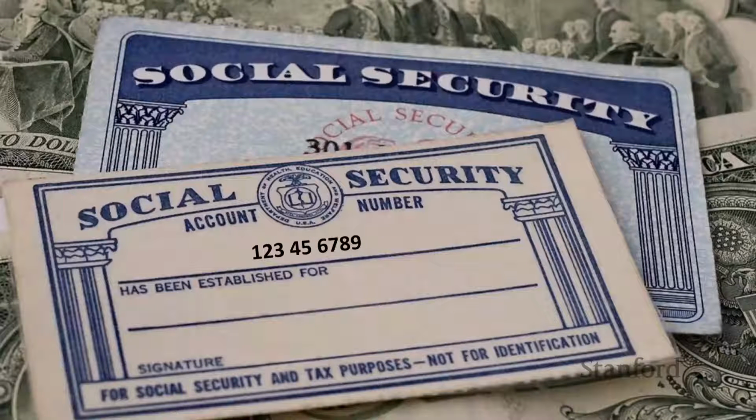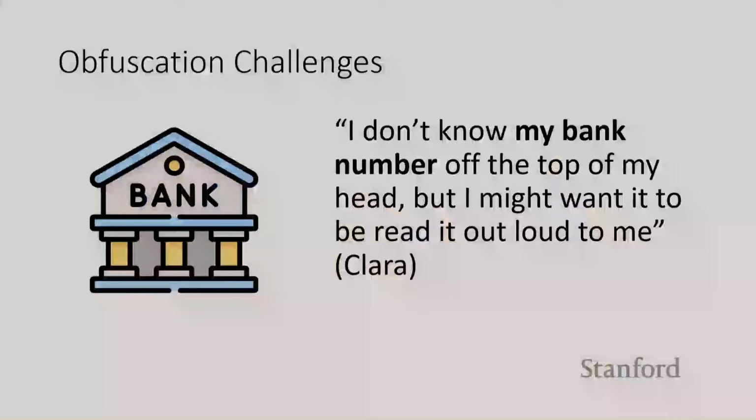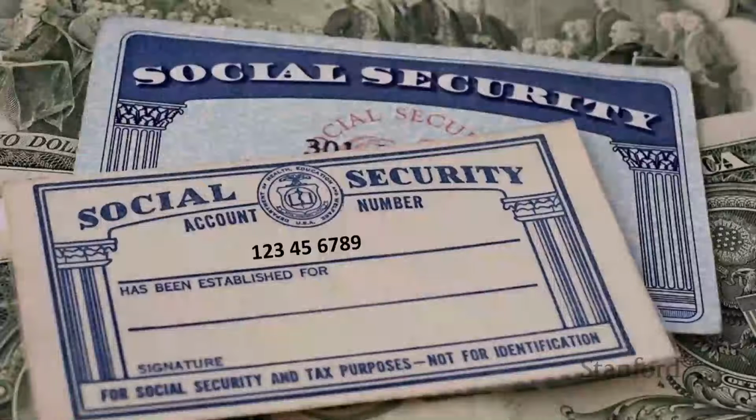One of these challenges is related to the social security number example. What if people don't want sensitive content hidden? What if they're filling out a form and they actually need to hear social security number information, or credit card information read out loud? One participant, Clara, pseudonym, provided another example when she said, I don't know my bank number off the top of my head, but I might want it to be read out loud to me, right? So there are instances where obfuscation is actually not something that should happen, or at least not obfuscation in the sense that the number itself is always hidden. Maybe everything around it is hidden, and then the number is shown.